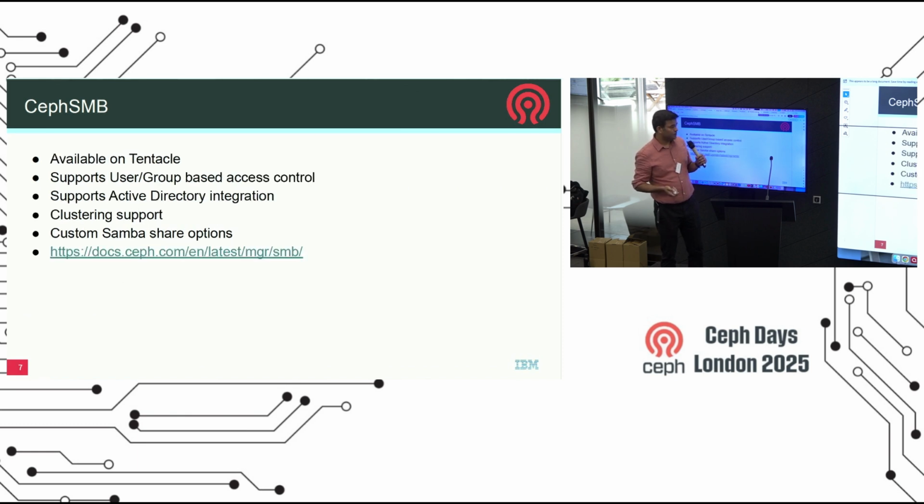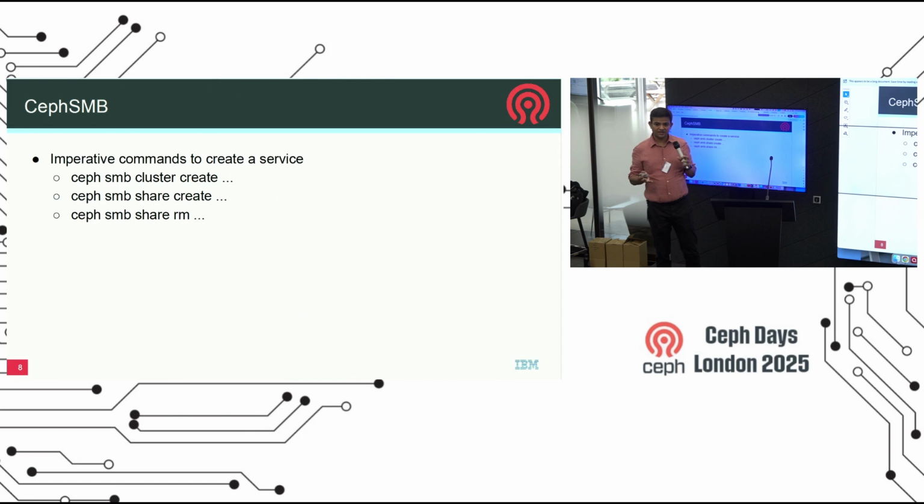So CephSMB is available on Tentacle. It supports both user-based access control as well as Active Directory integration. Clustering support is available, and we can also pass in custom Samba share options, but this is discouraged and is only recommended for use by developers who want to test new Samba configurations in that particular cluster. And the docs for the CephSMB, or the SMB manager module, are available on the website.